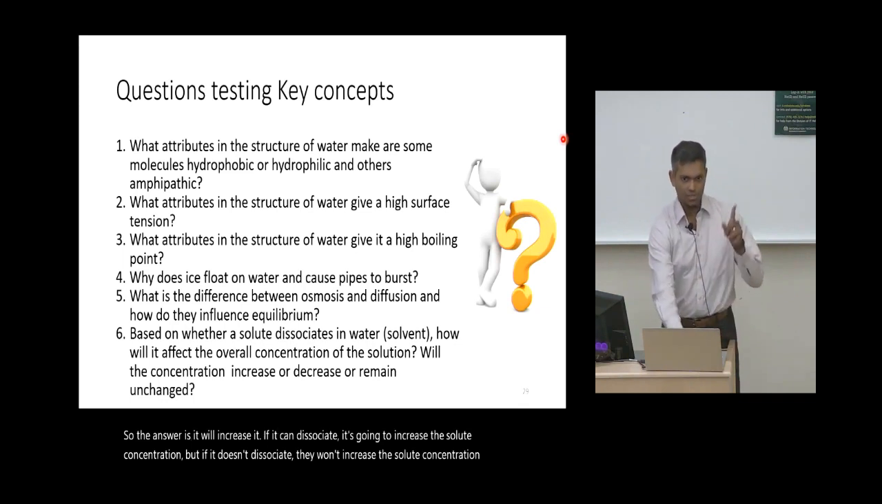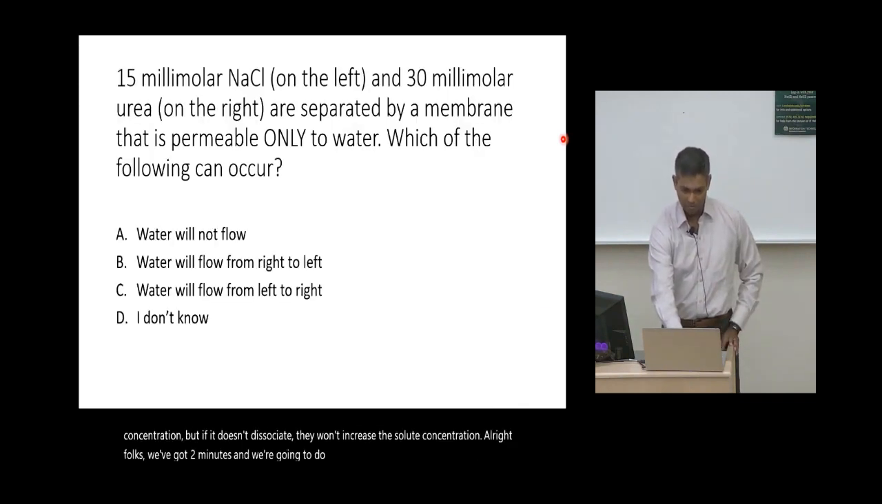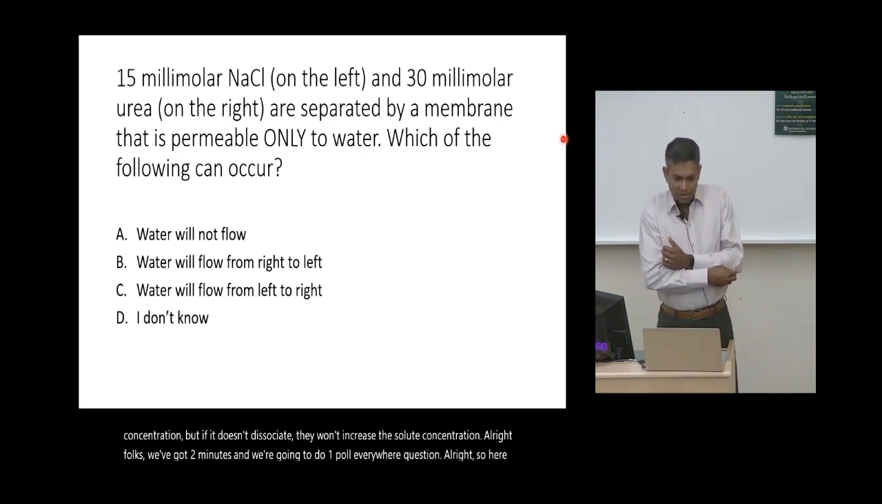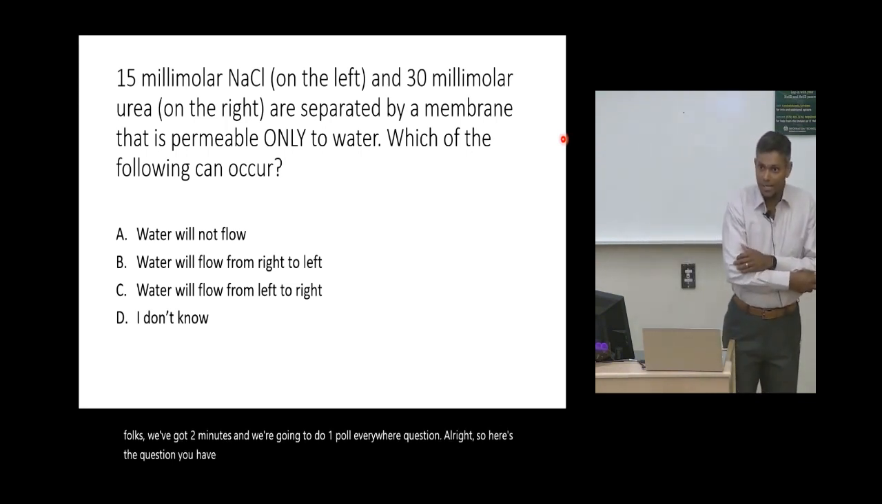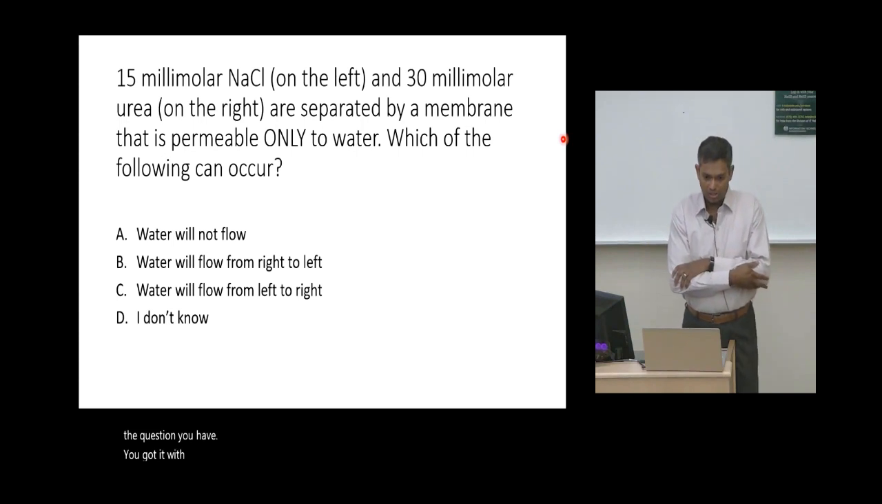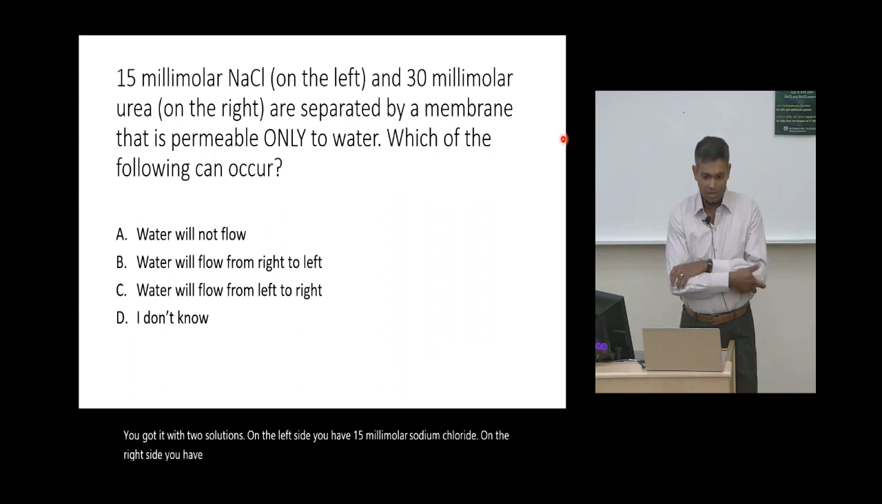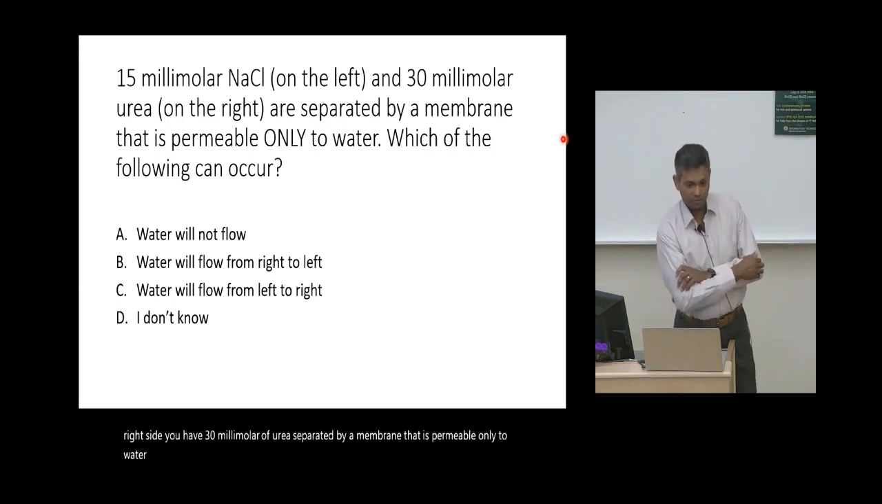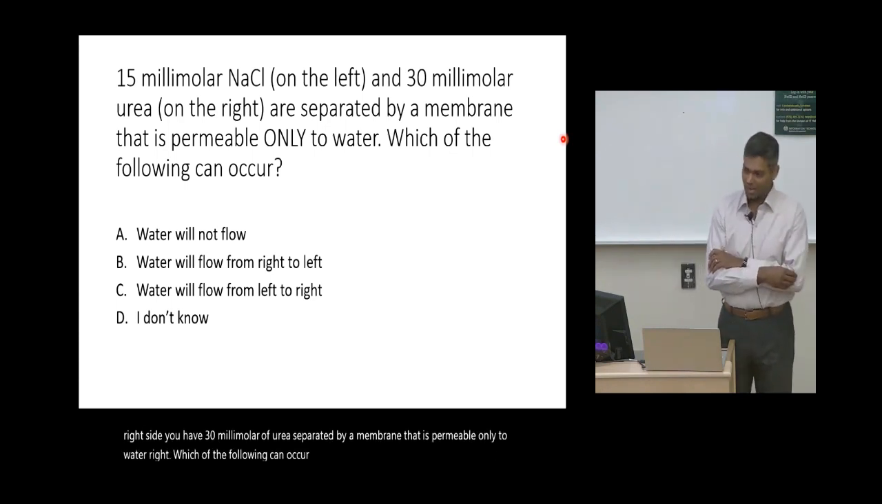Alright folks, we've got 2 minutes and we're going to do one Poll Everywhere question. Alright, so here's the question. You have a beaker with two solutions. On the left side you have 15 millimolar of sodium chloride. On the right side you have 30 millimolar of urea, separated by a membrane that is permeable only to water. Alright, which of the following can occur? Will it be A, B, or C?